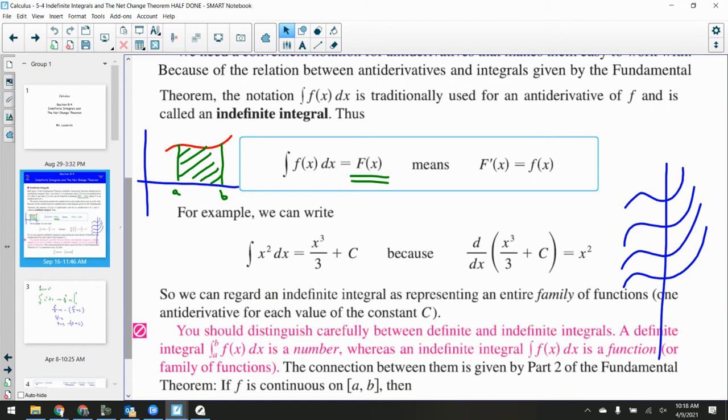So the antiderivative of x squared would be x to the third over 3. Remember, take up the power, divide by the power, and then plus our constant in the end. Please make sure you distinguish the difference between a definite integral and an indefinite integral. A definite integral is an area; your output is a number. For the indefinite integral, the output is a function, an equation.